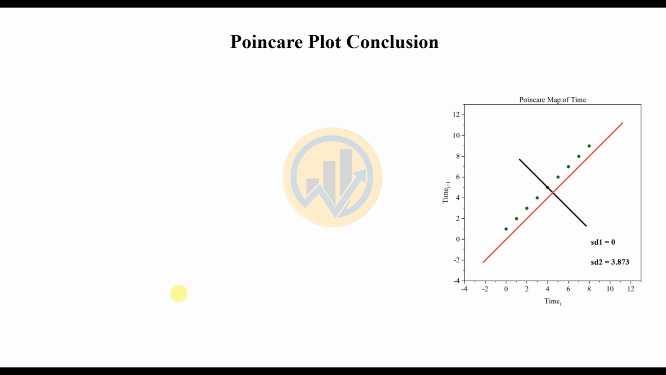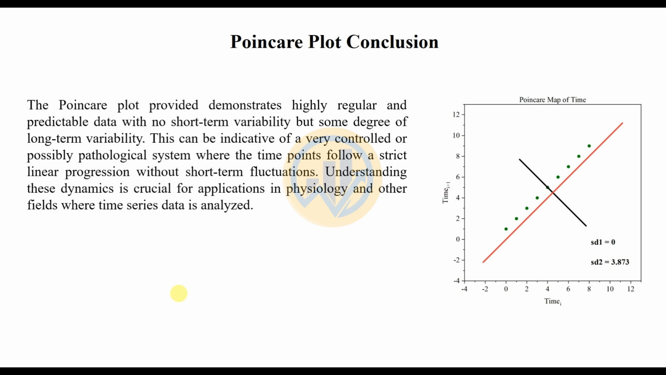Next, the conclusion for the Poincare plot. This Poincare plot indicates highly regular and predictable data with no short time variability but some degree of long time variability. This can be indicative of a very controlled or possibly pathological system, where the time points follow a straight line progression without short time fluctuations.